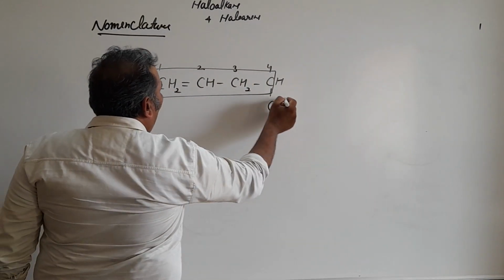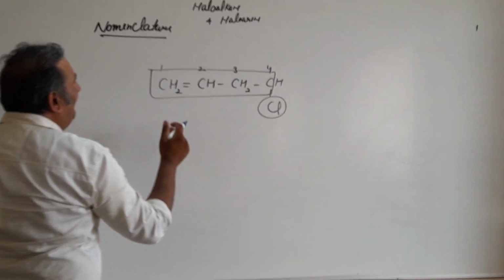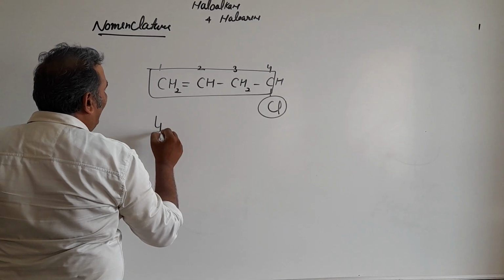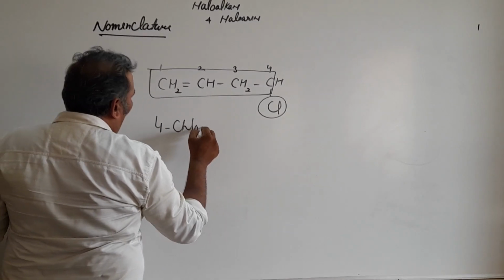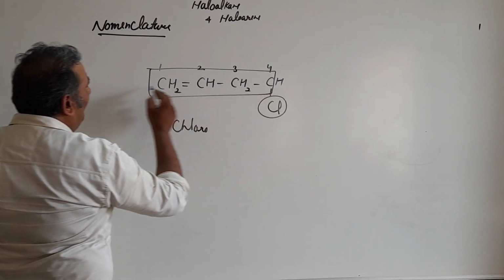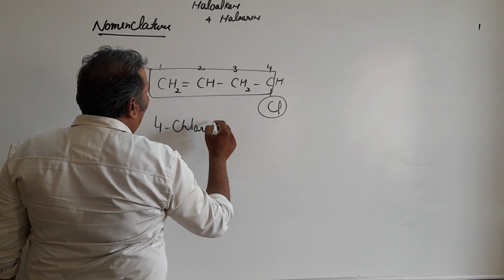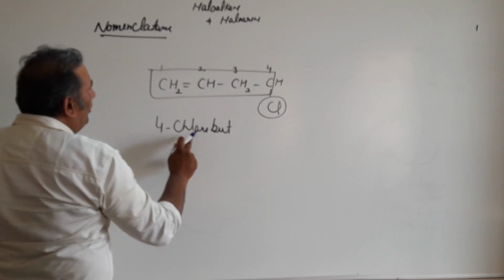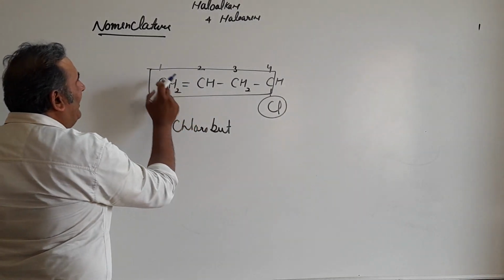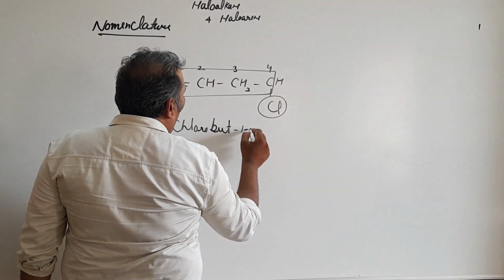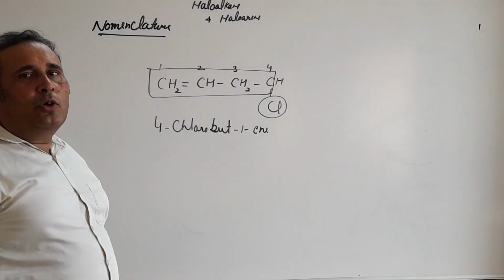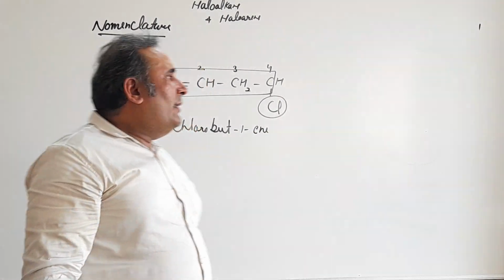So what is the name? First of all, the prefix, that is chloro. Chloro is present on the 4th carbon, so we can say 4-chloro. How many carbons in the chain? That is 4. So what is the word root for 4? That is but. 4-chlorobut. Now the double bond is present at 1, so 1-ene. So its name is 4-chlorobut-1-ene.